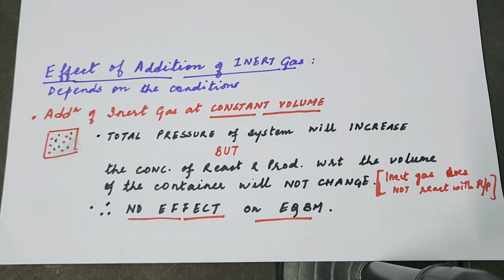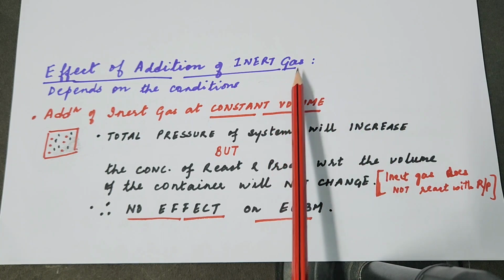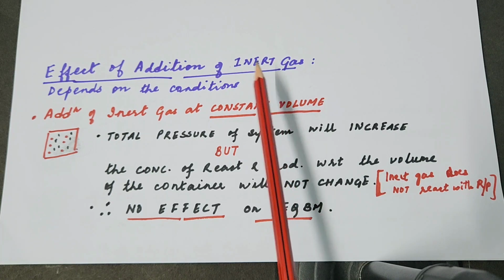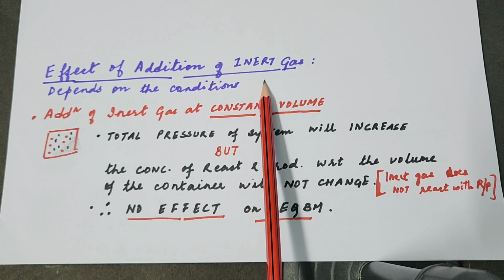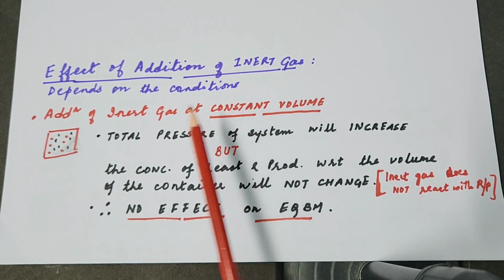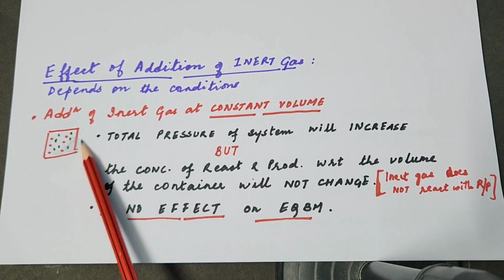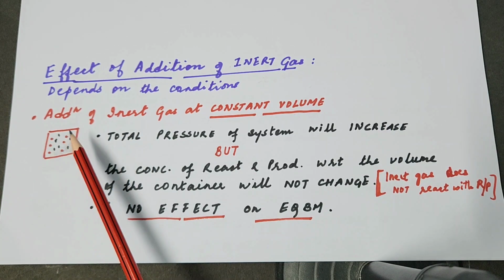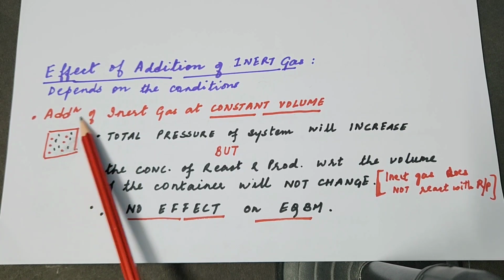Now let's understand the impact of adding an inert gas to a system at equilibrium. The impact is going to depend on the conditions imposed on the system during the introduction of the inert gas to the equilibrium reaction system. The first one is adding the inert gas at constant volume. For your reference, this is my container which has the gases, and the black dots are indicating the introduction of the inert gas.